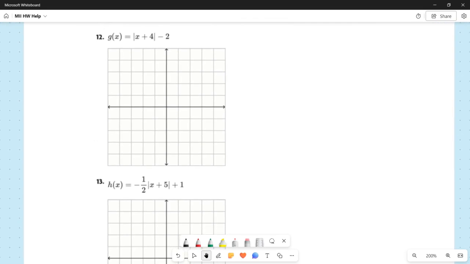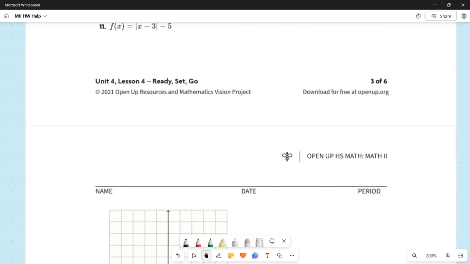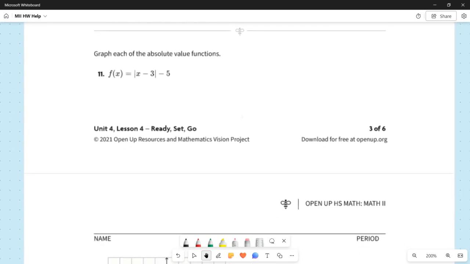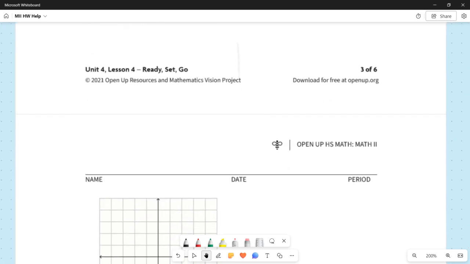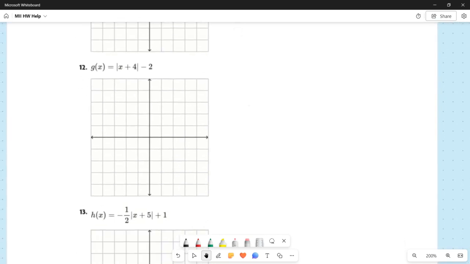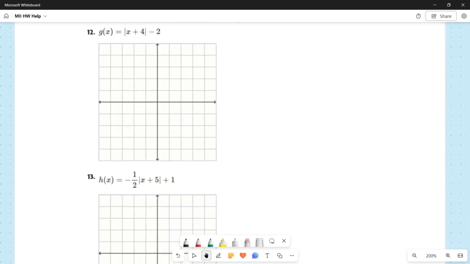Next assigned question was number 12. And for 12, I guess we skipped over the directions. Directions started with 11. So the directions are here for the next section. Graph each of the absolute value functions. All right. So we can skip 11, go to 12. They're asking us to graph this: g of x equals absolute value of x plus 4 minus 2.